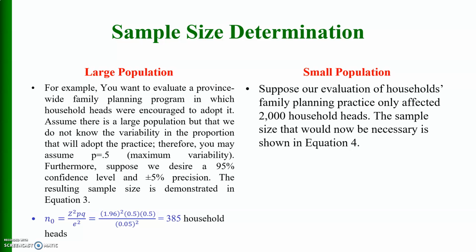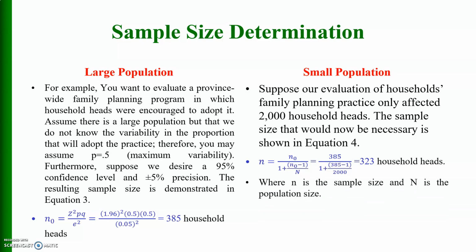Now suppose our evaluation of household family practice only affected 2000 household heads. The sample size that would now be necessary is shown in equation number 4, and it gives us a sample of 323 household heads, where n is the sample size and capital N is the population size. So this is how we can determine sample size in a larger population when the proportion is not known, and when the population is known, then we can adjust the sample size.